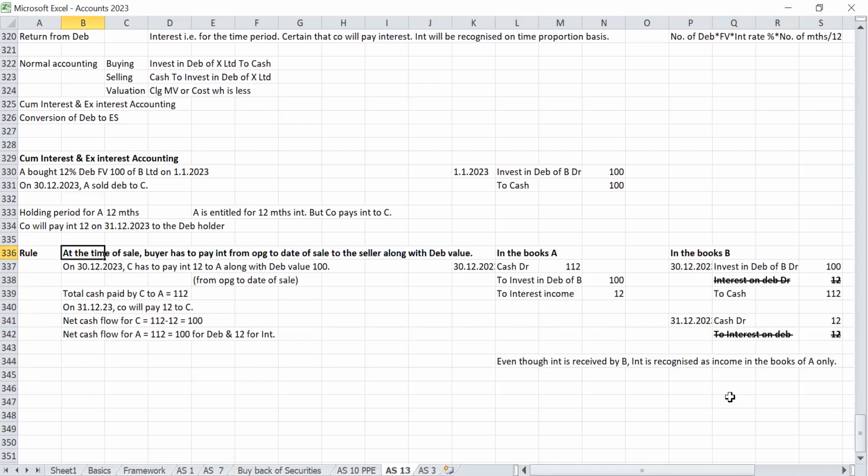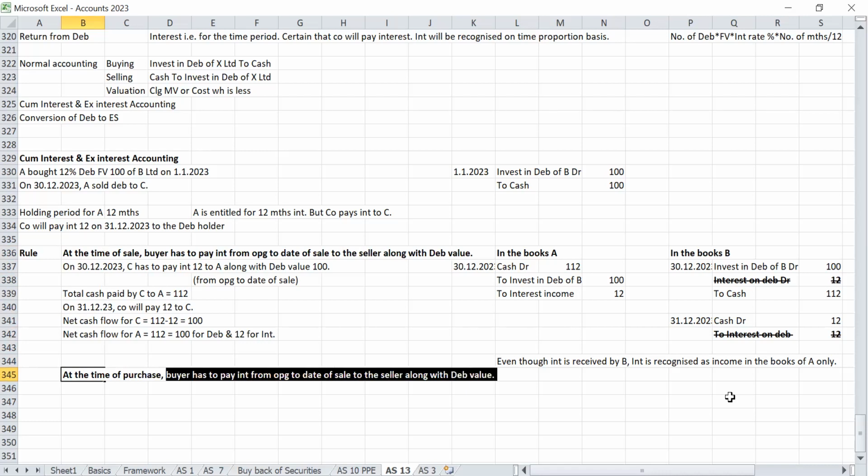This you should remember. Whenever I am asking, you should say this sentence. At the time of sale, buyer has to pay interest from opening to date of sale to the seller along with debenture value. You can also write like this. At the time of sale, from another party's perspective, it will be at the time of purchase. At the time of purchase also, buyer has to pay interest to the seller.